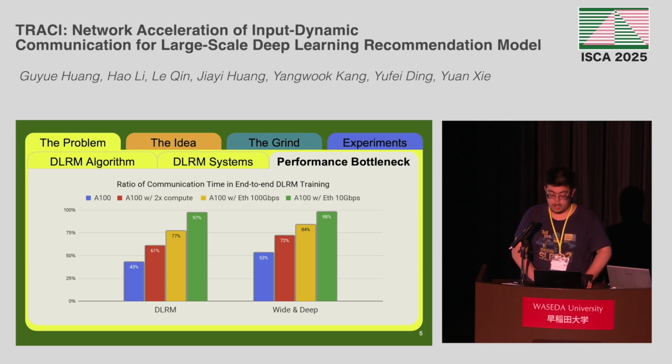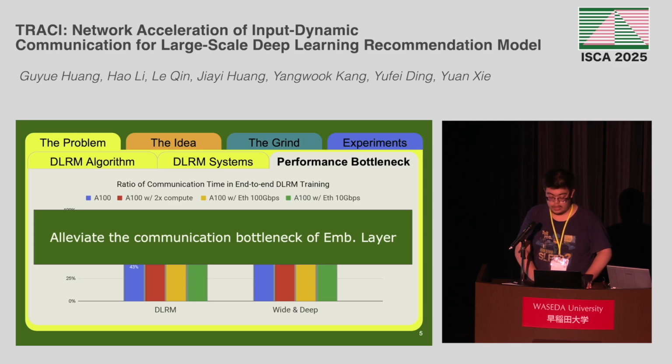Since we have seen the DLRM algorithm and DLRM systems, we want to do some profiling to see where the bottleneck is. We do end-to-end performance modeling and evaluation, and we found that in typical A100 systems, about 43% to 53% of time is consumed in the communication part. And when we improve the computational performance or decrease the communication performance, this proportion will increase dramatically. So this work aims to alleviate the communication bottleneck of the embedding layer.